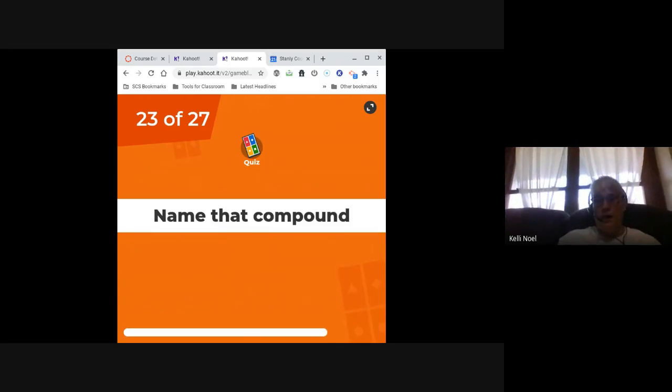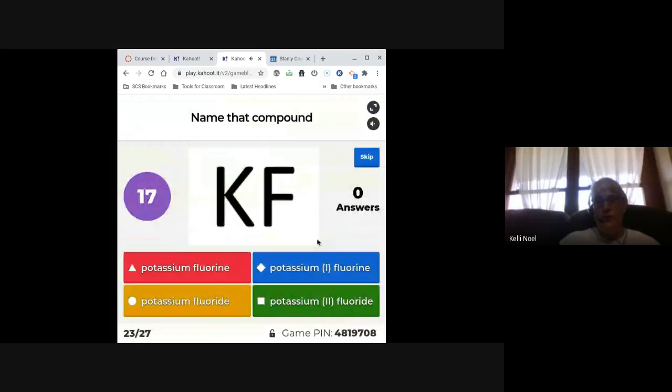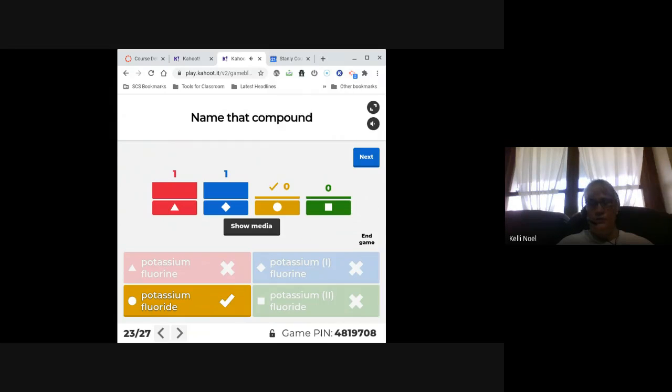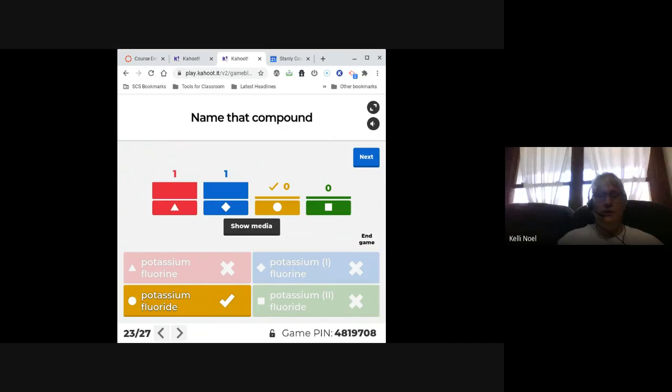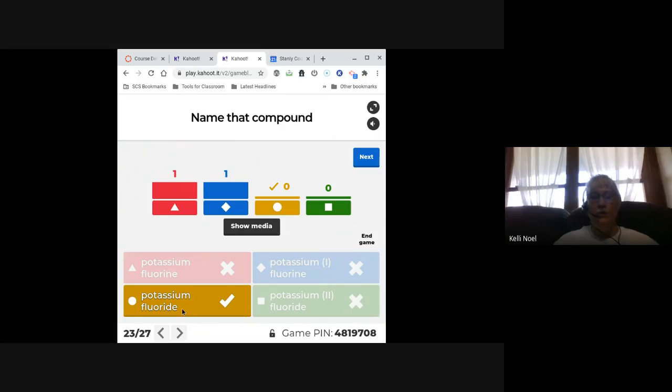Name that compound. So it's going to give you a compound, KF. How would you name it? Do you remember how to do it? All right. So K is potassium. K is the Latin first letter for potassium. So some of these we have to use the Latin words to get the symbols, and then fluorine would be fluoride because we changed the ending to IDE.